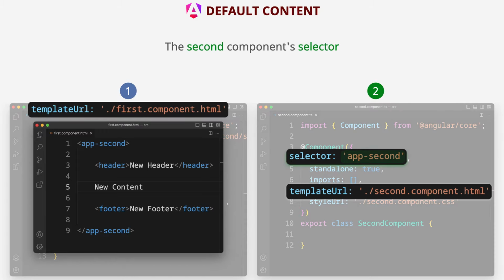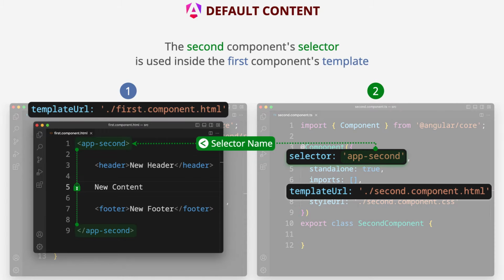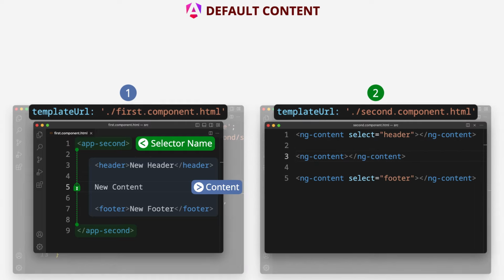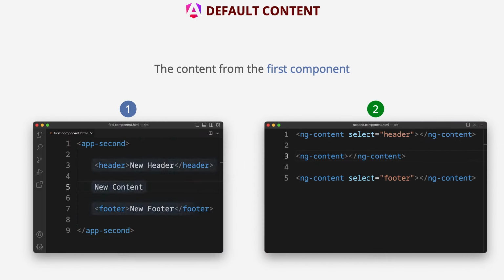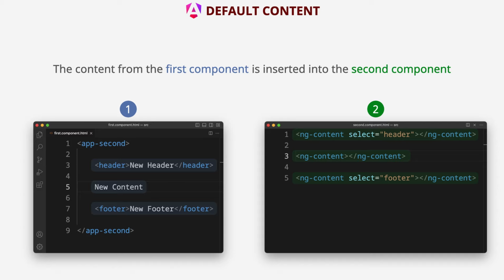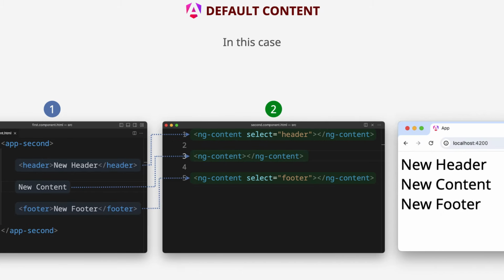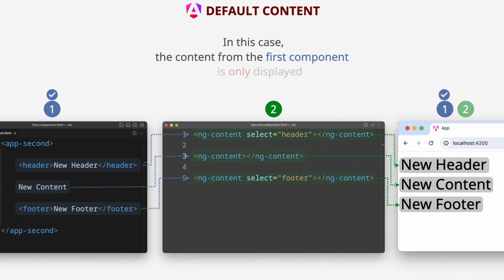The second component selector is used inside the first component's template. The content from the first component is inserted into the second component using the ng-content element. In this case, the content from the first component is only displayed.